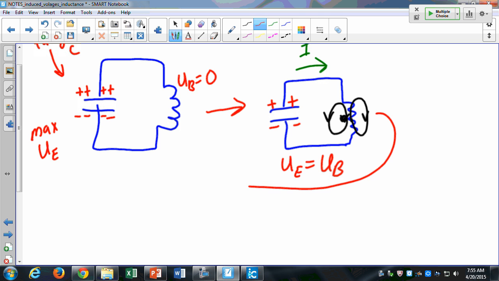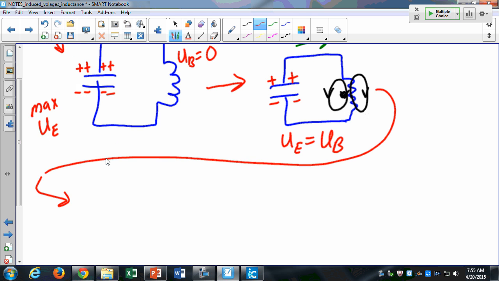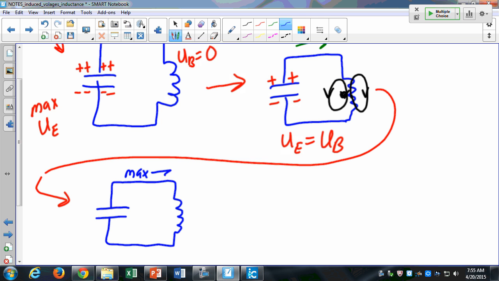Now I'm going to come to a point where I have no charges on the capacitor. I have maximum current. So all those charges have left the capacitor and I get maximum current. What is going to be my energy now in the capacitor? If I have no charges on it, what's my energy? In the capacitor? It's going to be 0. Remember, the capacitor energy is dependent upon the charge in it. So my capacitor energy is equal to 0.